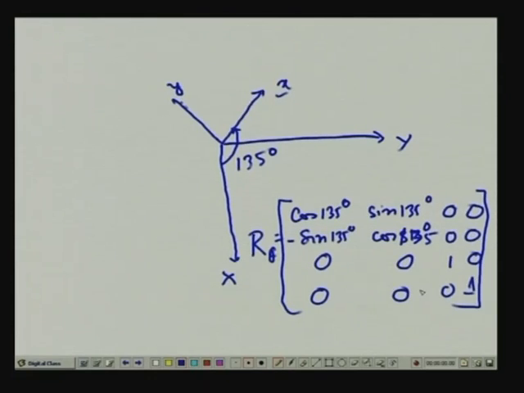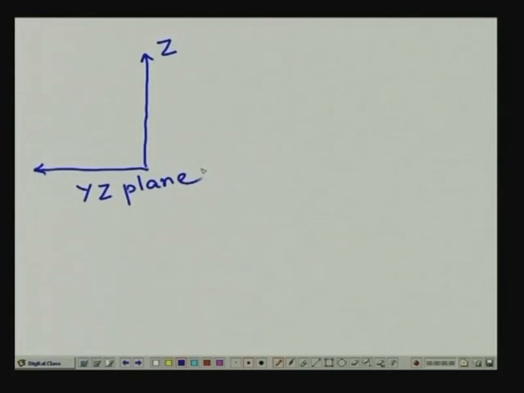So, after we apply this r theta, the next operation that we have to perform is to tilt the camera by an angle 135 degree. So, again to have a look at this tilt operation, we take again a two-dimensional view. So, the view will be something like this. We take say this as the z axis of the 3D world coordinate system, and in this case it will be the y z plane of the 3D world coordinate system. And by tilt, what we mean is something like this.